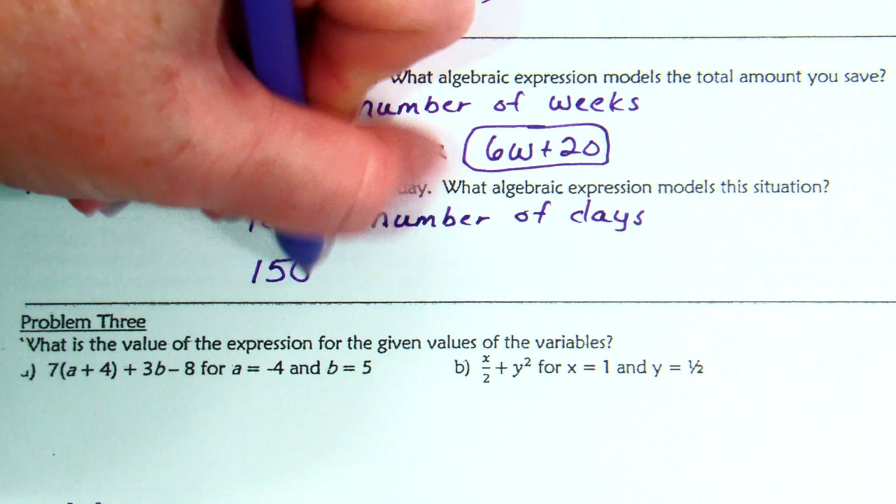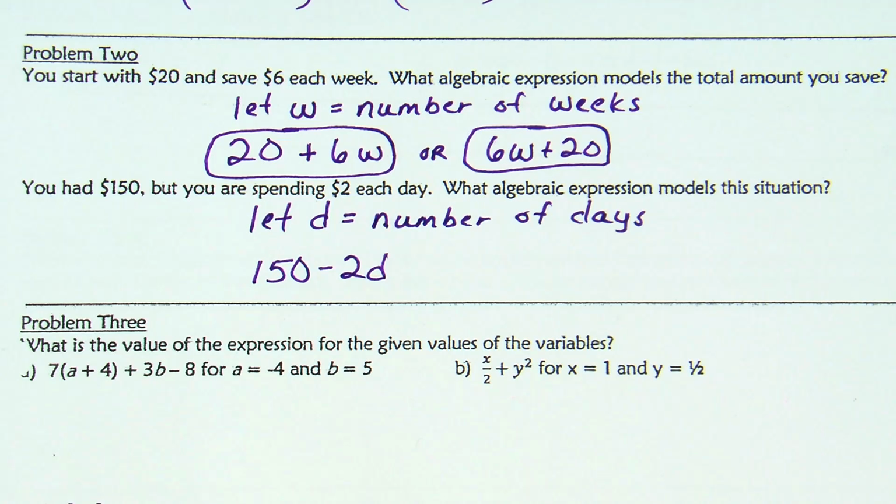Not necessarily. I don't remember off the top of my head what Math Excel does, but here's the deal. If they tell you what variable to use, you have to use their variable, right? I can be lenient when I'm grading things, but you guys know Math Excel won't be lenient, will they? So if they say you're spending $2 each day, they put a D there, you have to use what they tell you. So just kind of be aware there.